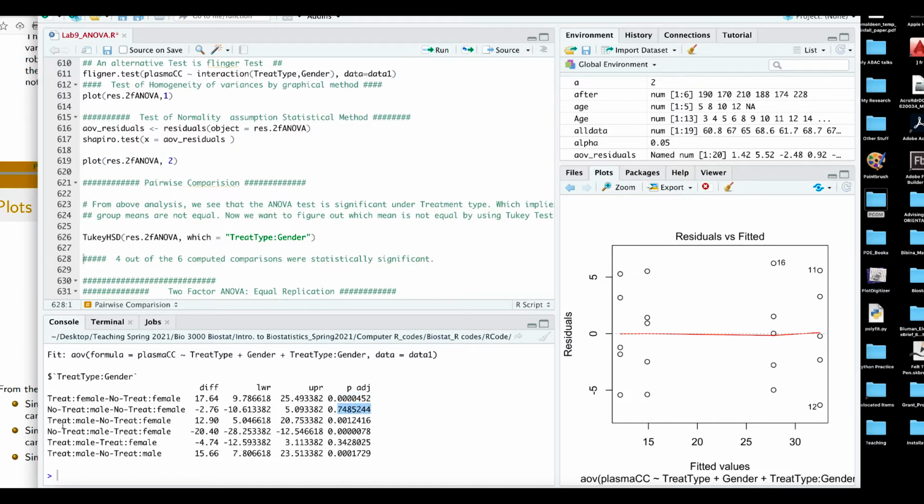You see that the treated and no treatment are significant. You see that all those treatment and no treatment are significant. We find out that, okay? So this is what you see. So what does that mean?